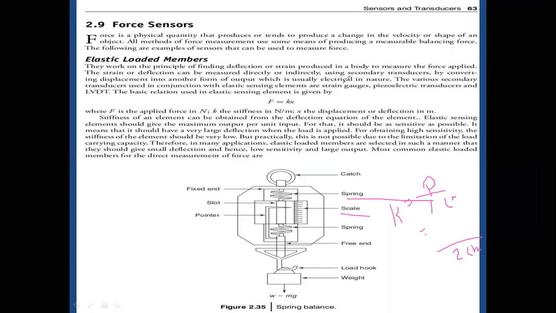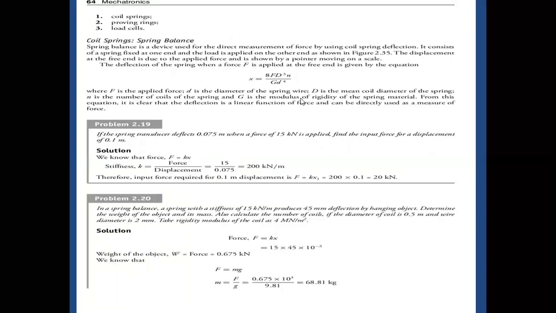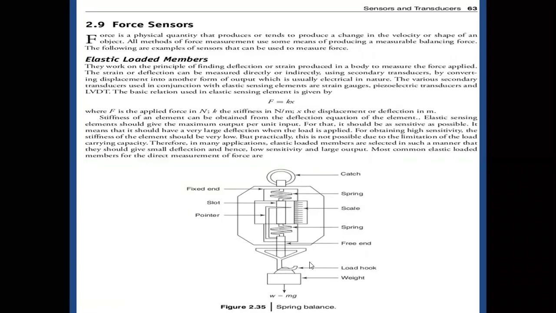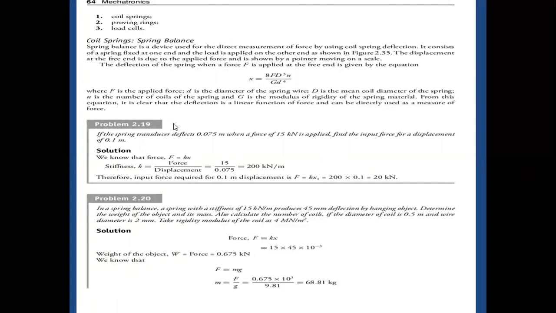This is some kind of theory part regarding the principle, how the equipment works. So these are the three kinds of parameters here. These come under the category of force sensors. How do you measure force? The first one is the spring type, the spring balance. In the spring balance, we have three parameters: first the coil springs, next the proving rings, and last the load cells.